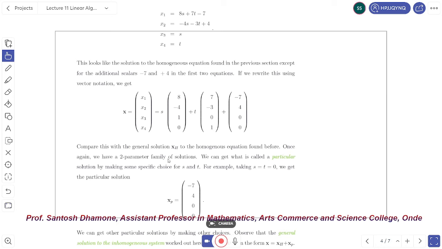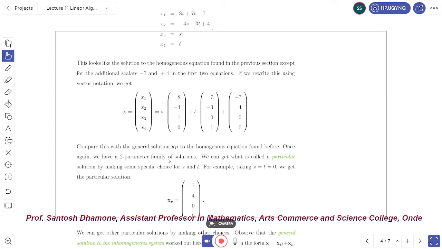For example, taking s equal to t equal to 0. If you take s equal to 0 and t equal to 0, then this matrix becomes 0 and what remains is minus 7, 4, 0, 0. We get the particular solution xp equal to minus 7, 4, 0, 0. If you take another value of s and t, then we get another solution. We know that this system has infinitely many solutions depending on the values of s and t.